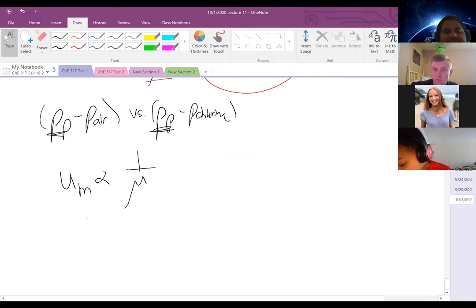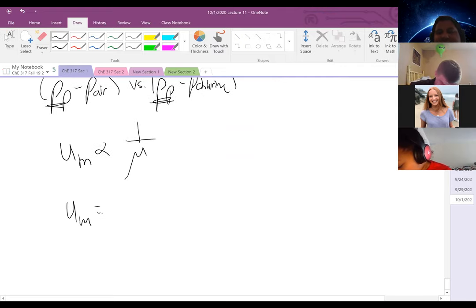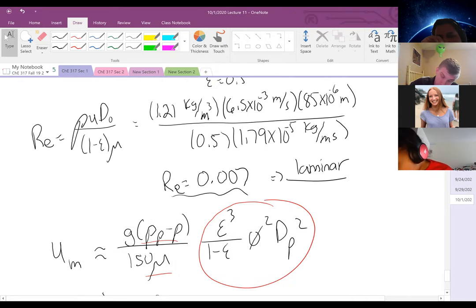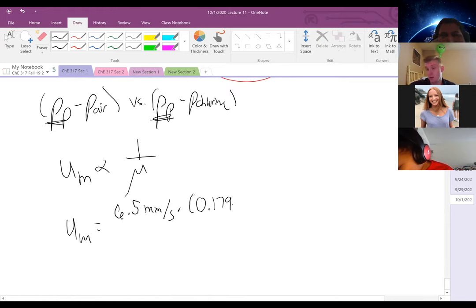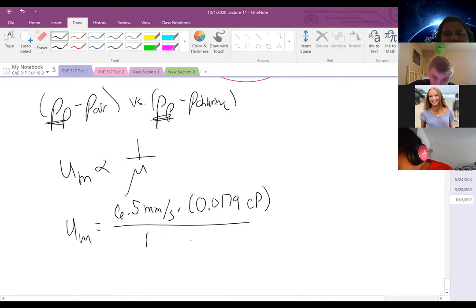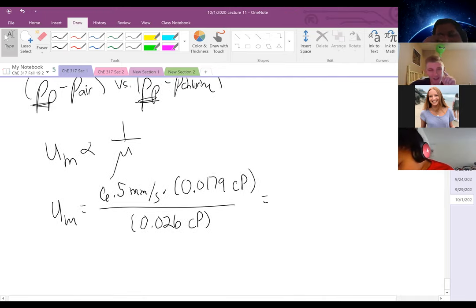And so to solve for this new minimum fluidization velocity, I just have to look at the relative viscosity rates. To find the new one, I have 6.5 millimeters per second times viscosity one, which was what? 0.0179. I can just put it in centipoise, and 0.026 here. And I find that the minimum fluidization velocity decreases slightly to 4.5 millimeters per second.